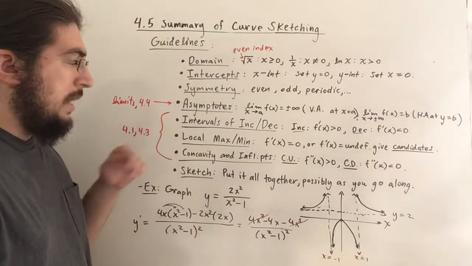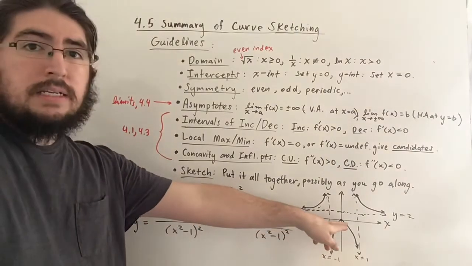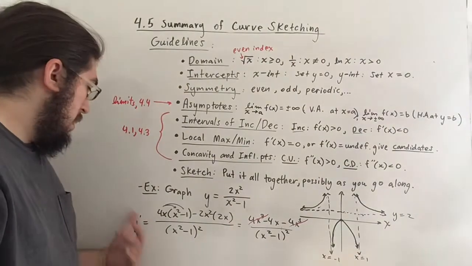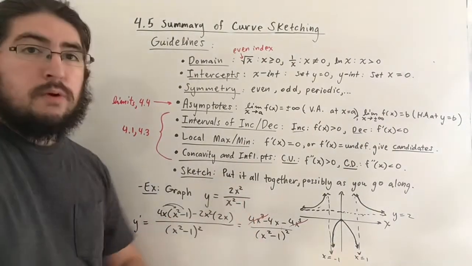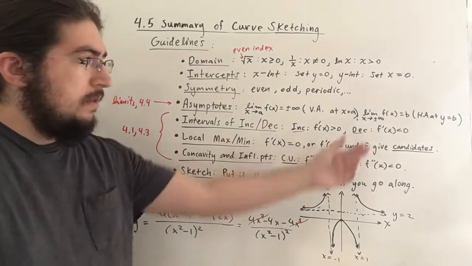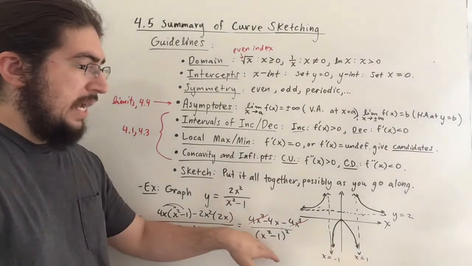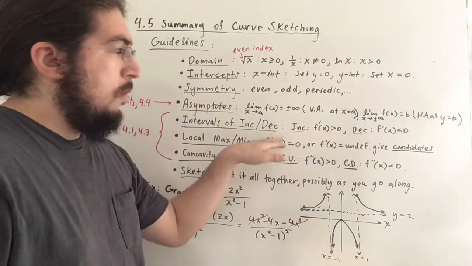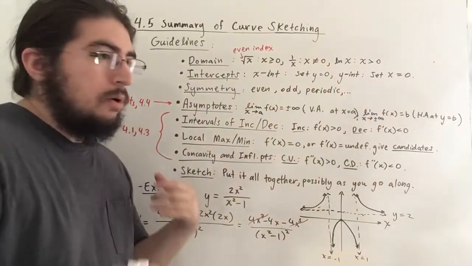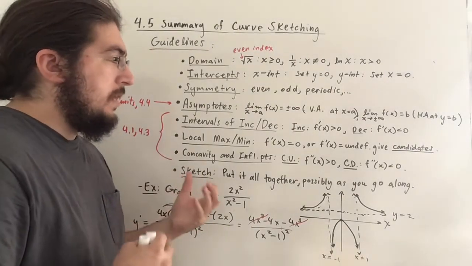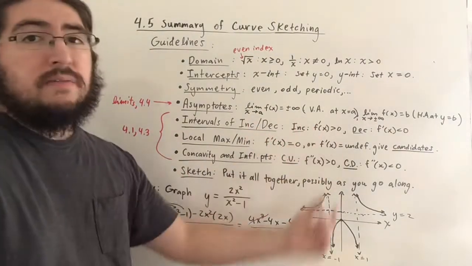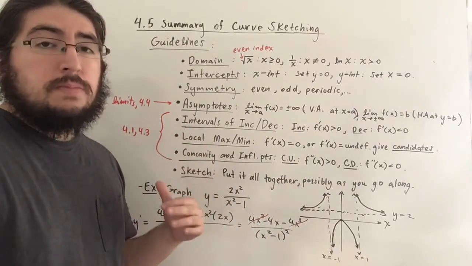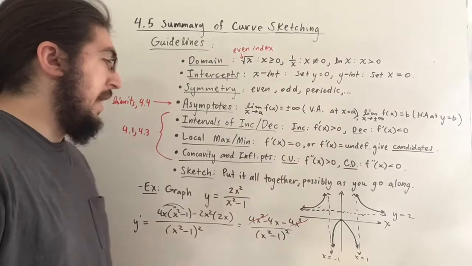Now, as far as local max and min, there appears to only be one at 0. And that makes sense because that's when our derivative is equal to 0, when the numerator is 0, or when the derivative is undefined, which would be positive and negative one, but we have vertical asymptotes there. So that's why I say where it's undefined or where it's equal to 0 give candidates. It's not always going to be the case that setting the derivative equal to 0 or undefined will automatically give you local max and min x values, but it'll give you possible ones. So I call those candidates.